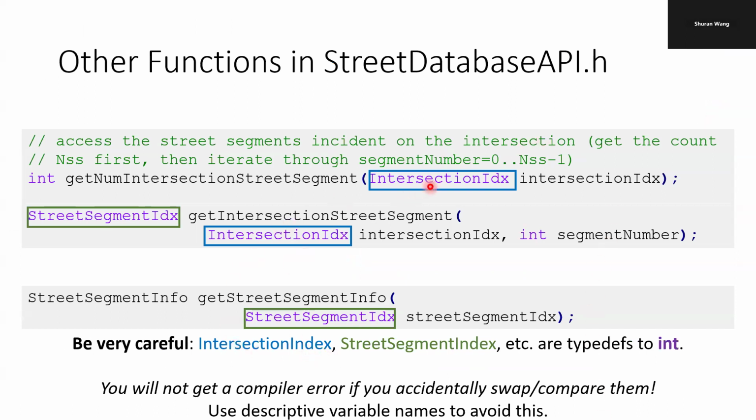Just be careful that the intersection index, street segment index, street index, all of the index types are all typedefs to int. So they're all treated like ints by the compiler. So if you accidentally mix a street segment index with an intersection index, you will not get a compile error. And this could be very hard to debug. So when you are naming your variables for a street segment index, make sure it says street segment in the name, just to avoid some trivial errors like this.